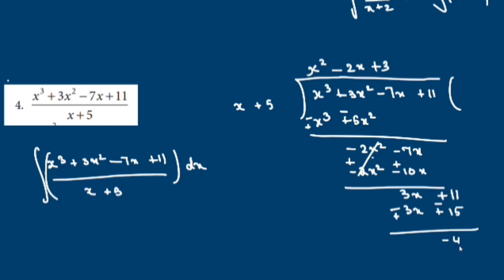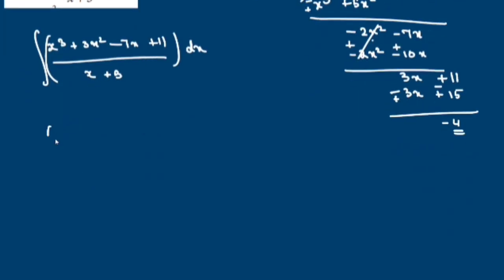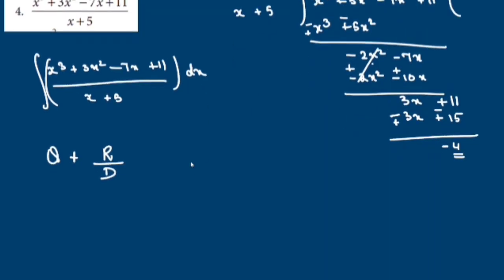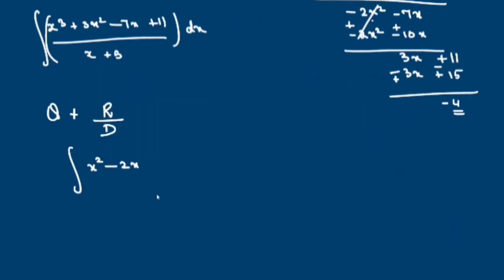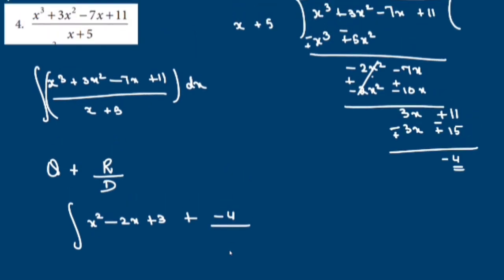Now we can stop because we got a constant here. Its degree is 0. The degree here is 1. So you can just stop. And now you write the quotient plus the remainder by the divisor. So the quotient is x square minus 2x plus 3. That is the quotient. The remainder is minus 4 by the divisor, which is x plus 5.